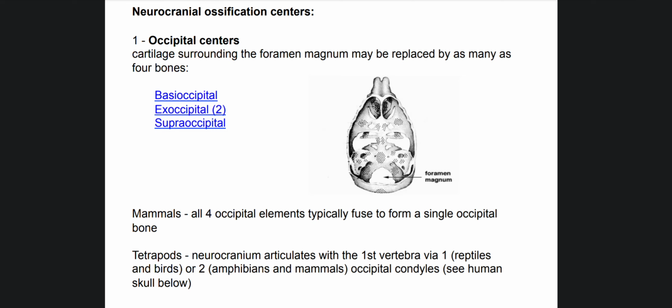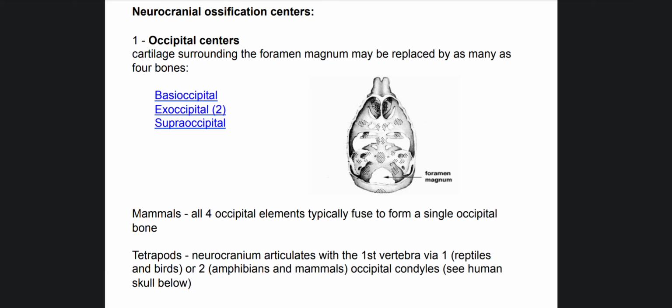In case of mammals, all 4 occipital elements typically fuse to form a single occipital bone. If you remember the earlier studies of your skeletal system, the cranial bones are of various types. One of the cranial bones is the occipital bone, which is present on the back side of our head. So these 4 bones, basioccipital, exooccipital, and supraoccipital, are joined in mammals to convert into a single bone that is called the occipital bone.